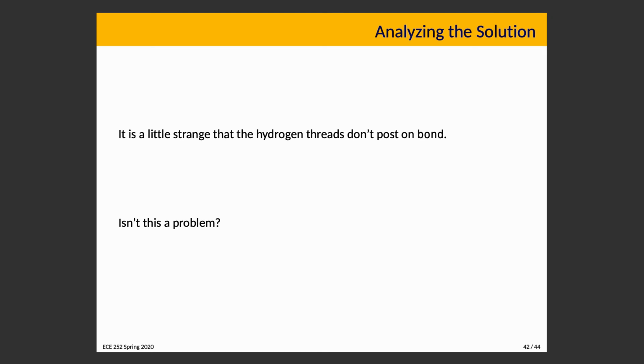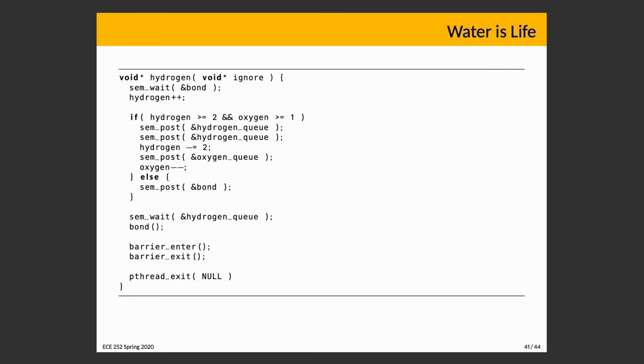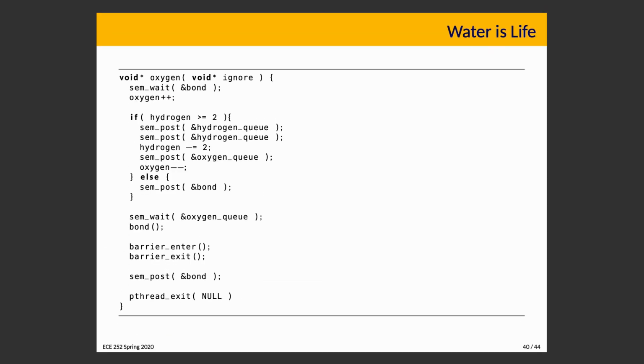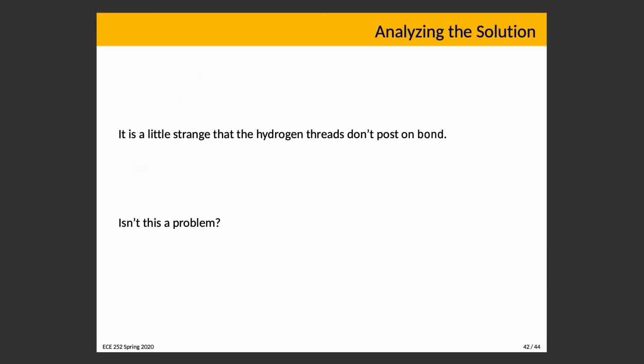Okay, and as before with the fighters and the transports, it is a little strange that hydrogen threads don't post on bond. Not every time, anyway. They post on bond if they're unsuccessful, but if they are successful, they don't post on bond after the barrier enter and exit, but oxygen threads do unconditionally. If you remember the explanation from before, you will know that actually this should not be a problem at all.